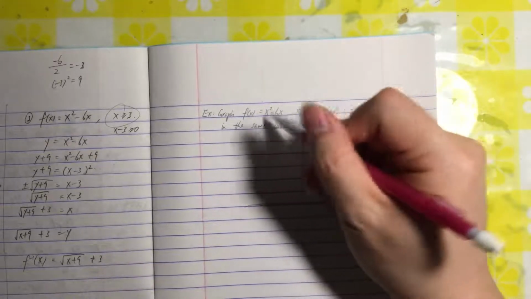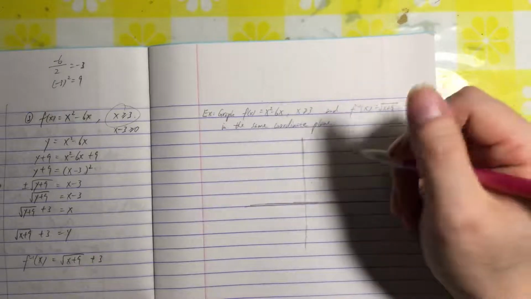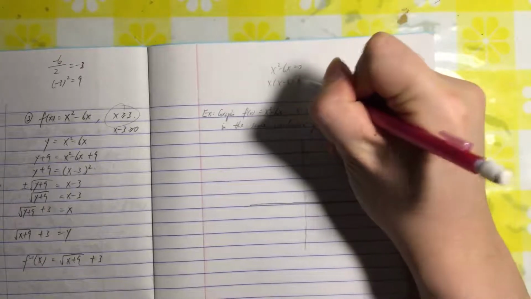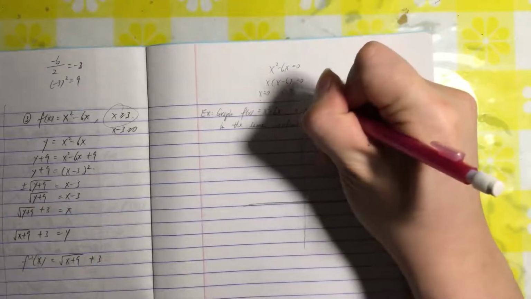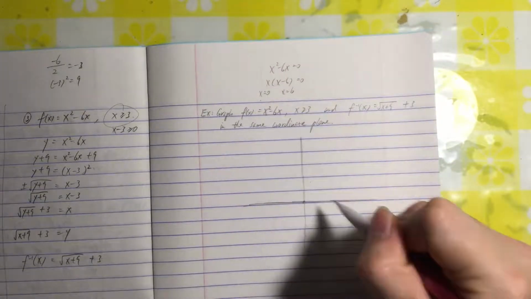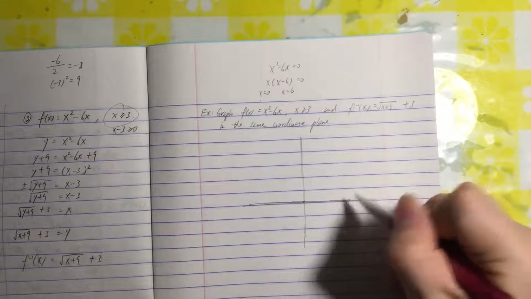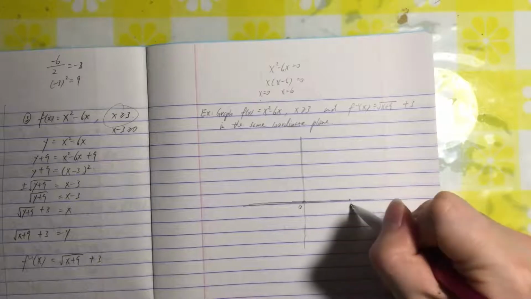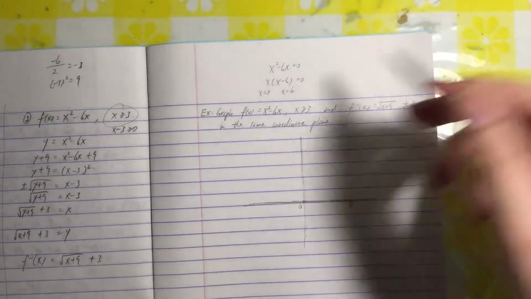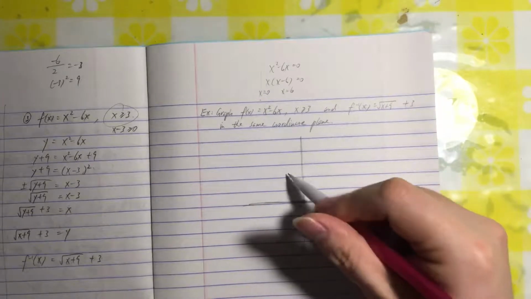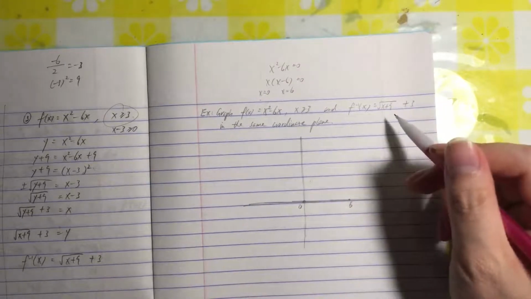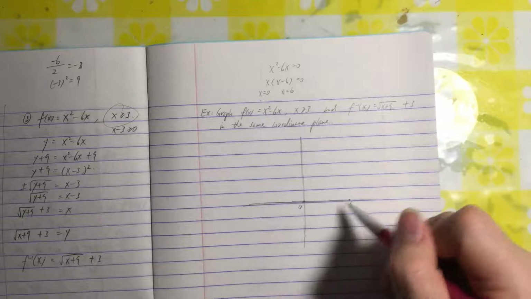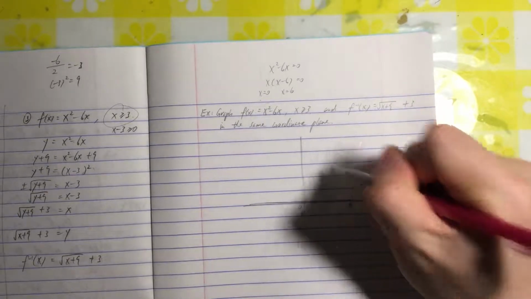The x-intercepts: if I set y equal to 0, the x-intercepts are 0 and 6. The graph is a parabola open upward. What's the vertex here? The vertex is in the middle of these two intercepts. 0 and 6, the midpoint is 3.